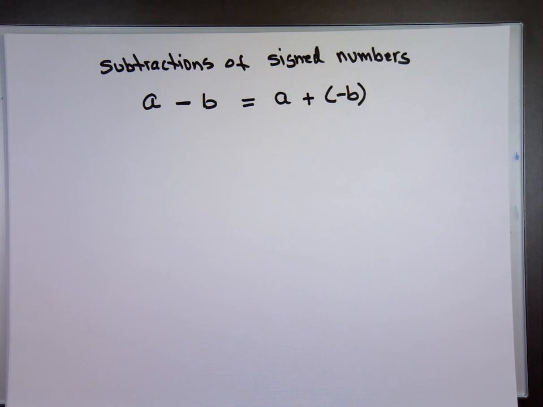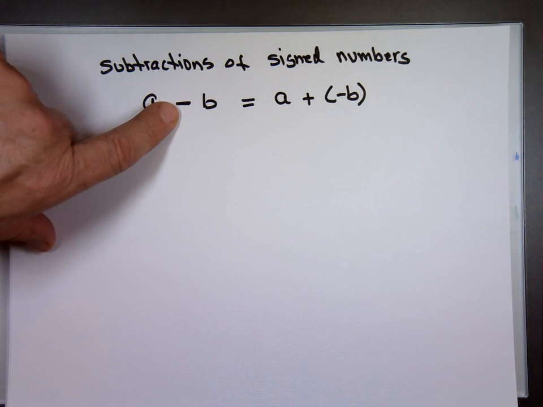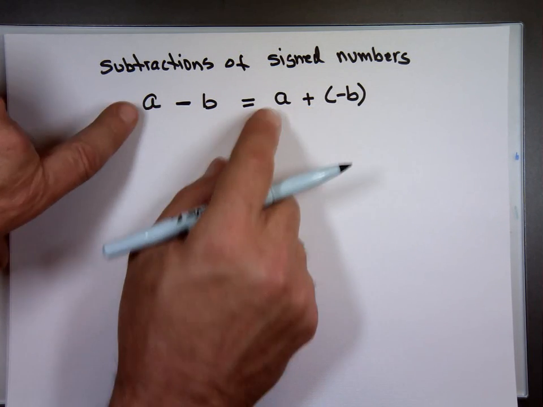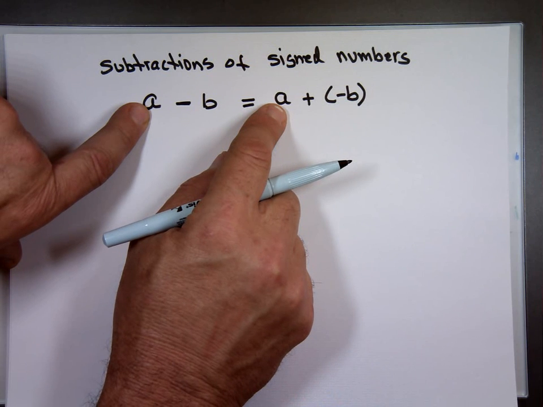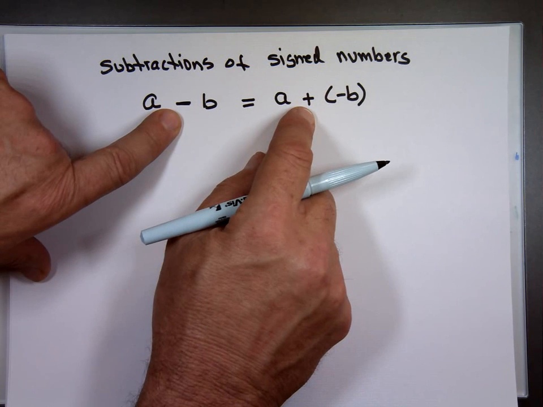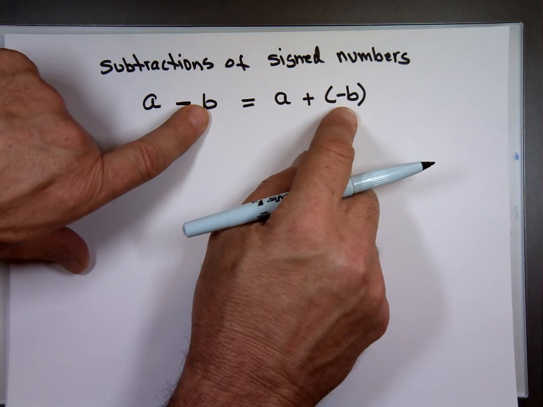Notice what I did. Let's pay attention slowly. I changed that minus sign to a plus. So the first value did not change. The second one, I changed the minus to a plus. And what happened to the third piece? I took the opposite of that.